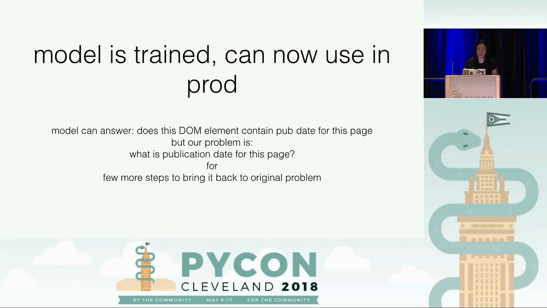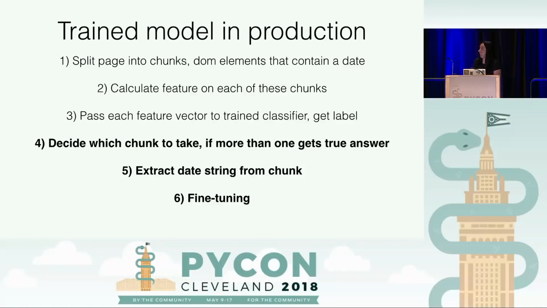So now the model is trained, you can use it in production. We have to do a few more steps because of how weirdly we phrased it. The model answer is, does this DOM element contain a publication date or not? But our problem is actually, what's the publication date for this page? I'm just going to quickly skip over these because they're not super significant and get to the stuff at the end. Essentially, we have problems of, let's say, more than one DOM element gets labeled as having the date. How do we disambiguate? How do we get the date from outside of the element?